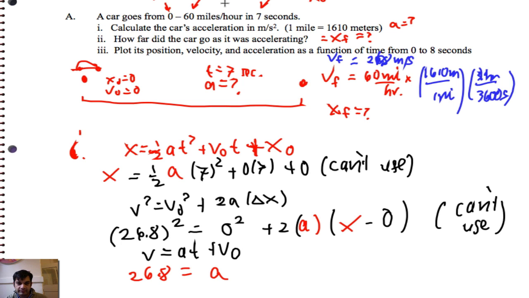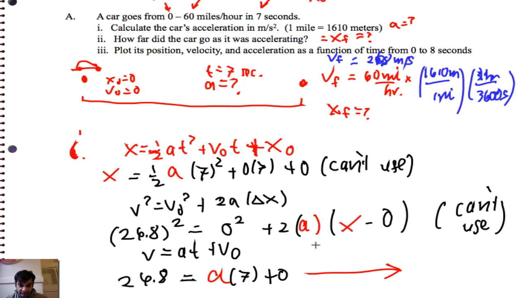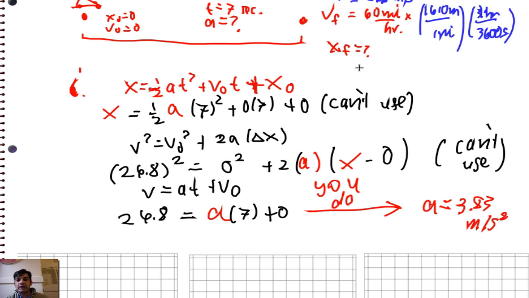I just want our unknowns to be in red. That's why I'm fussing around with this so much. So 26.8 equals a times 7 plus 0. When you do the algebra, you're going to get that a is 3.83 meters per second squared. Excellent. So now we've got one answer here.